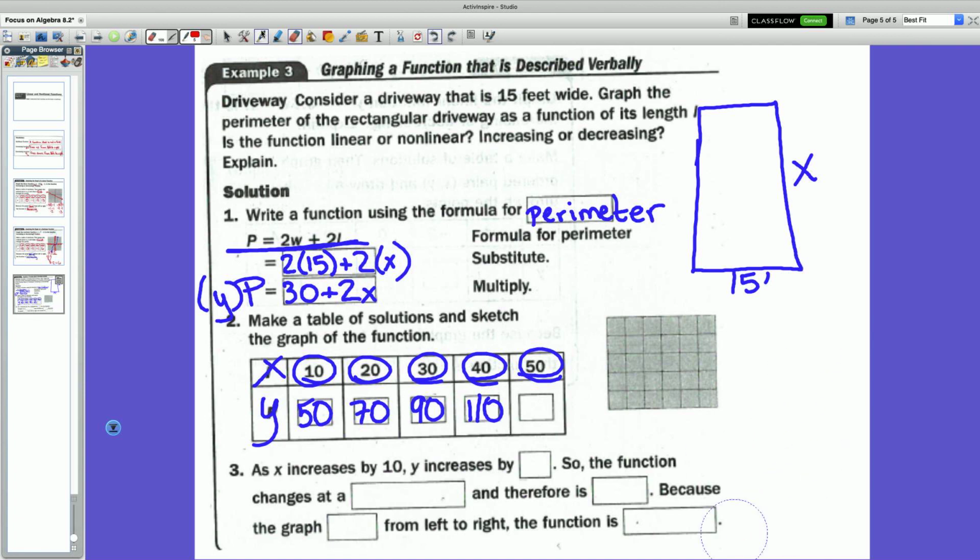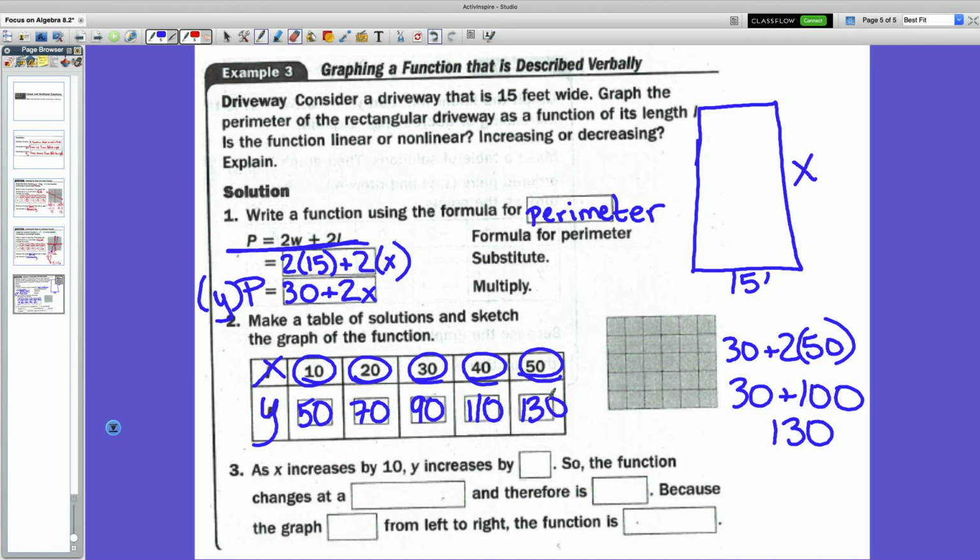All right. And the last one, plugging in is 50. So I'd have 30 plus 2 times x. X is now 50. 30 plus 2 times 50 is 100. 30 plus 100 is 130. So I have 130. Okay?